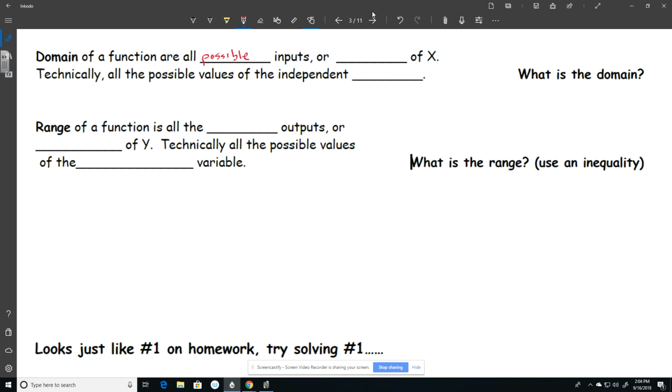Domain of a function are all possible inputs or values of x. So the domain means what possible values of x can I plug in? What can I plug in for x? Technically, all the possible values of the independent variable is the mathy definition. But we just want to know what are all the possible x's that we could plug in.